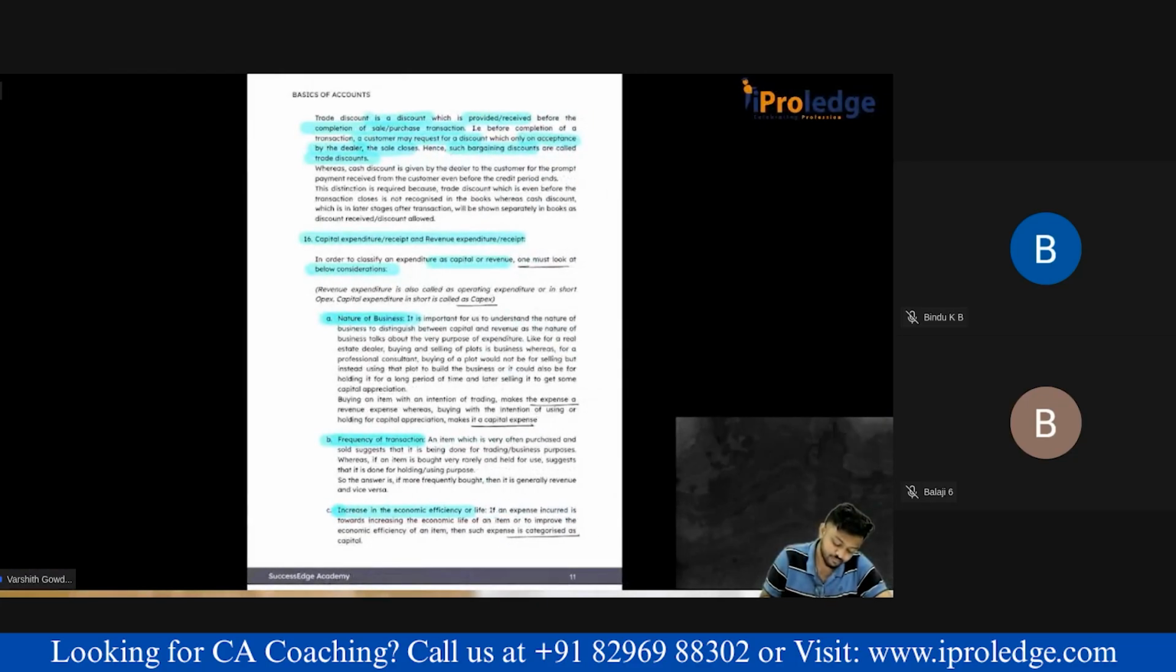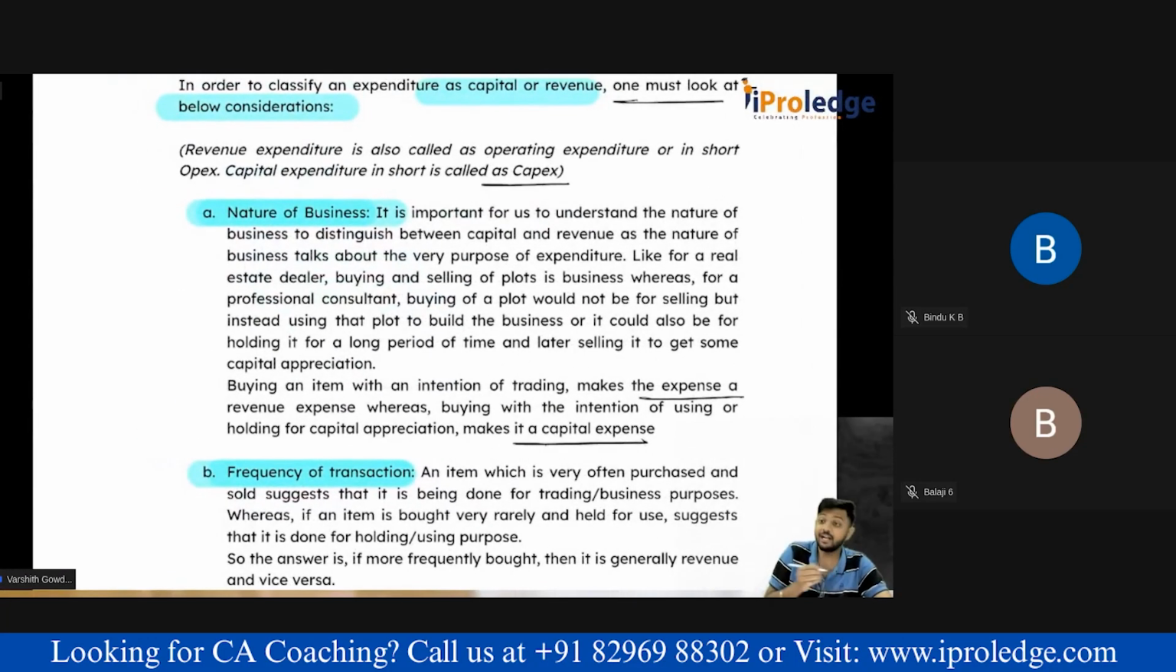Then, very important is your capital and revenue. This is very important from your exam angle also. Sometimes they might ask you a 5-mark question directly as to classify whether it is capital or revenue. So this is a very important discussion. All of you focus. What do you understand by capital or revenue? There are two kinds of things which we learn here.